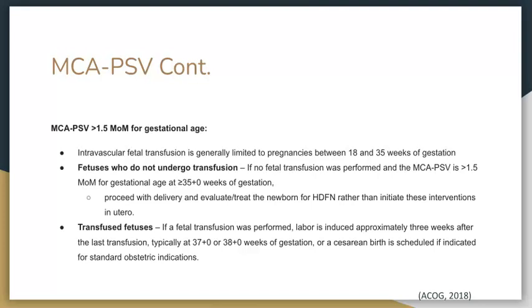Now, if the result is greater than 1.5, then there will be an intravascular fetal transfusion, which generally is limited between pregnancies of 18 and 35 weeks gestation. For fetuses that don't undergo transfusion, you would want to proceed with delivery of the newborn if it's greater than 35 plus 0 weeks of gestation. And if fetuses were transfused, you would still typically consider delivery at 37 plus 0 weeks to 38 plus 0 weeks of gestation, with a cesarean birth scheduled.